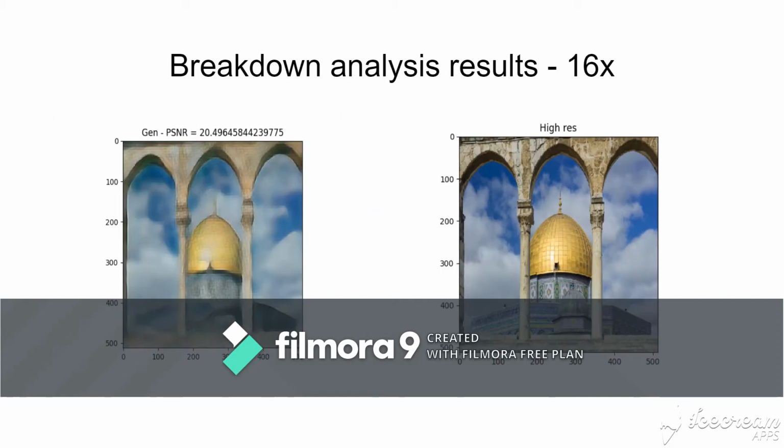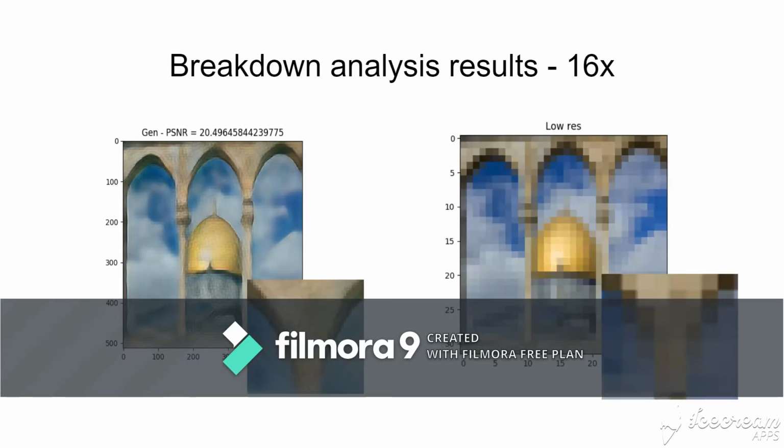So let's see the breakdown analysis of SR GANs. So this is the example for 16x upsampling. So I just want to give you an idea of how much 16x upsampling is. 256 pixels in the high resolution image is brought down to 1 pixel in the low resolution image. So there's a lot of information loss when it comes to 16x upsampling.